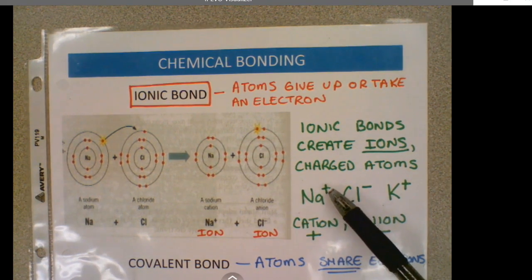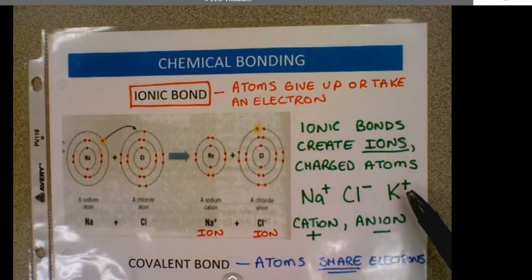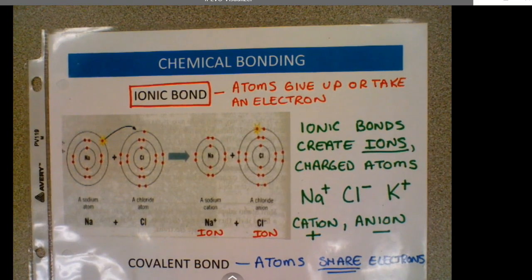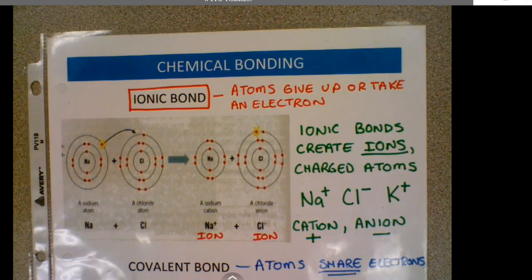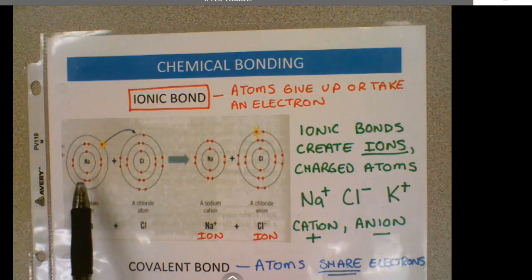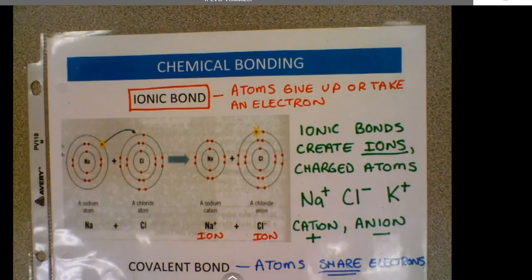Anytime you see this plus sign or this minus sign next to the symbol of an atom, it represents an ion, a charged atom. And remember, I told you in the last video, cations are deemed positive, anions are negative. So this is an ionic bond. Ionic bonds occur when a metal bonds with a non-metal.